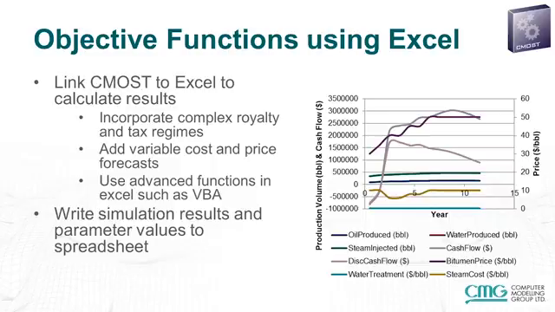One of the ways that we can get around this is by linking CMOST directly to an Excel worksheet, where the Excel worksheet can do the calculations to assess the simulation results. This can be used to incorporate things such as variable cost and price forecasts, royalty and tax regimes, and as well you can use some of the more advanced functions of Excel such as Visual Basic coding. With the link to CMOST, CMOST will automatically write the simulation results as well as the parameter values to the spreadsheet, and then will pass back the calculated objective function back to CMOST once complete.